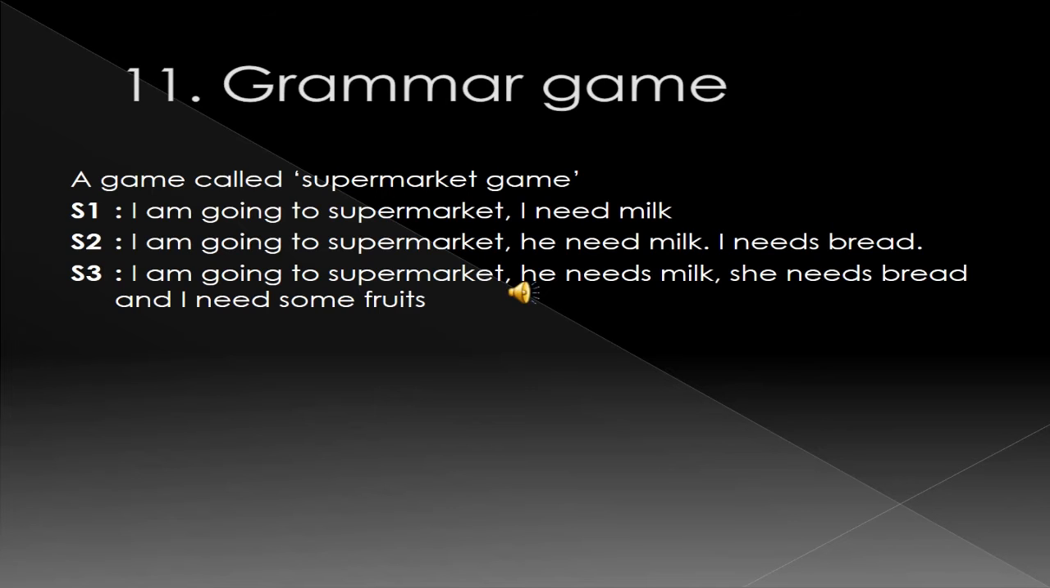So here, in the grammar, the students learn the subjects I, am, and he, it, she, like that. And also, I'm going to the supermarket first. I need milk, and then the second student, I'm going to the supermarket. He needs milk. He refers to the first student, and I need bread for the second student.